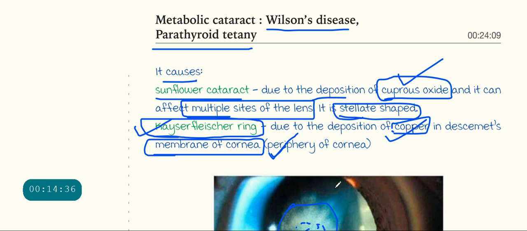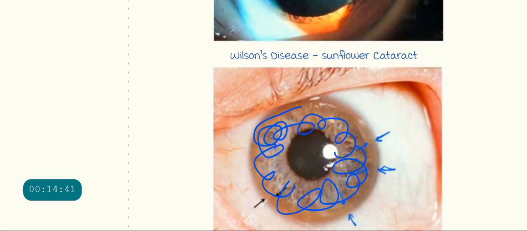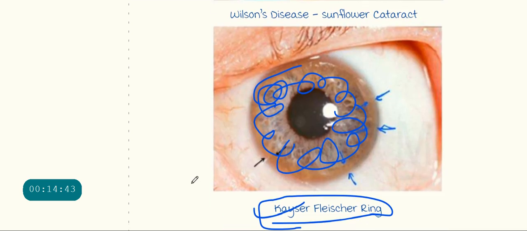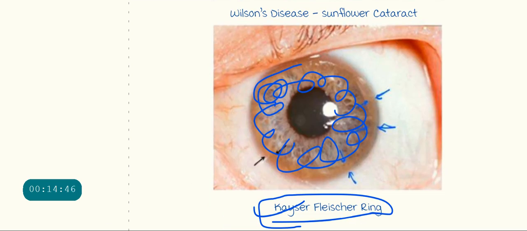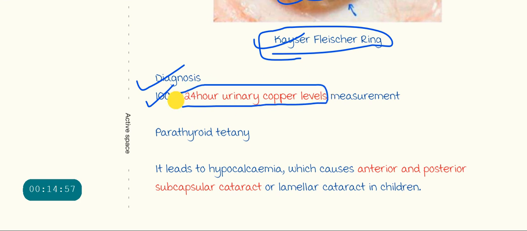Okay, so you can see this is the periphery of the cornea and it is situated over here. Kayser-Fleischer ring. Now what is the diagnostic method? It is IOC, and we do this by checking the 24-hour urine copper level, so that we can check how much copper is excreted by the patient.